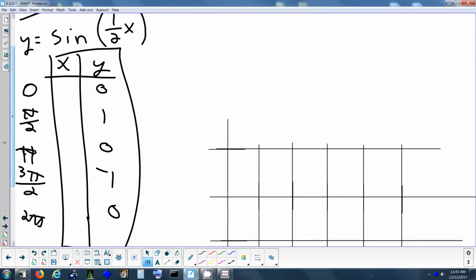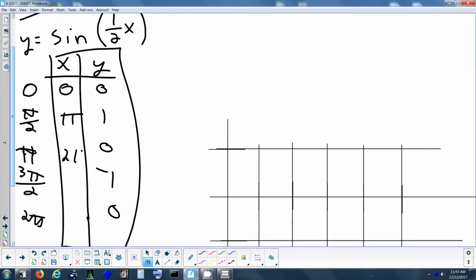Now, what are we going to divide all of them by? B. But what is B in this case? 1/2. So, dividing something by 1/2, that's what we're supposed to do. But there's an easier way to think about it. Multiplying. Doubling everything. Dividing by 1/2 is the same as doubling everything. Double 0, what do you get? 0. How about if you double pi over 2? 2 pi over 2, which is just pi.